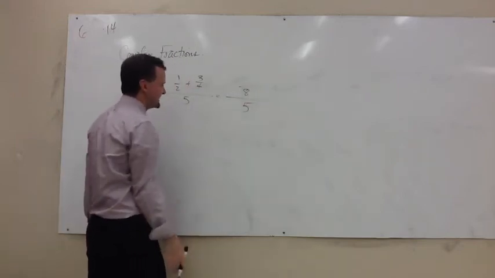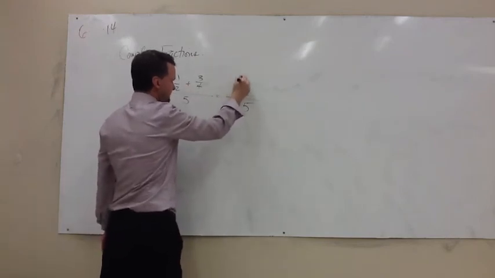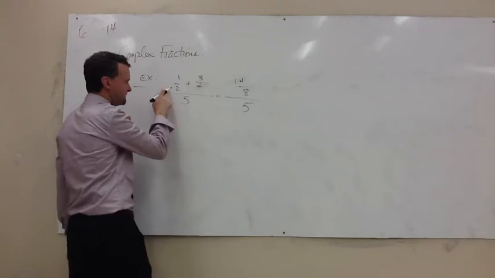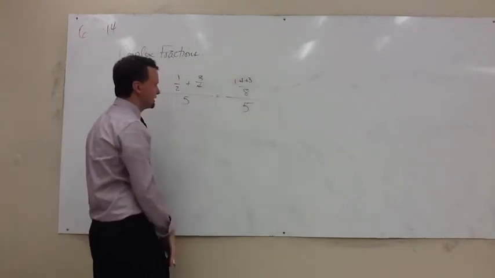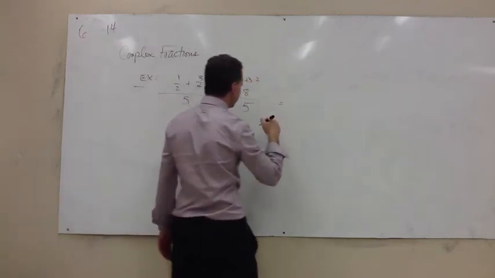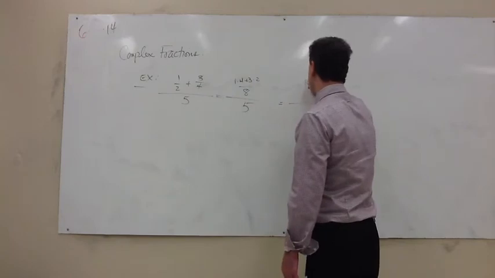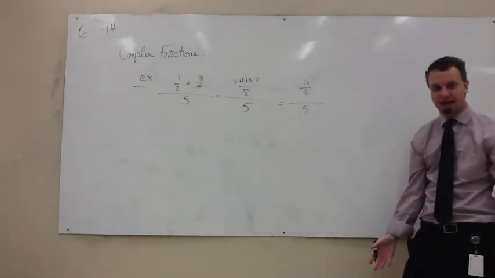The common denominator is an 8. Alright, so the first term has a 1. You have to multiply the denominator by 4 to make 8. Plus, the second term is a 3 in the numerator. You want an 8 in the denominator, multiply by 2. And you get 10 over 8 over 5. Now the question is, how do you simplify that?